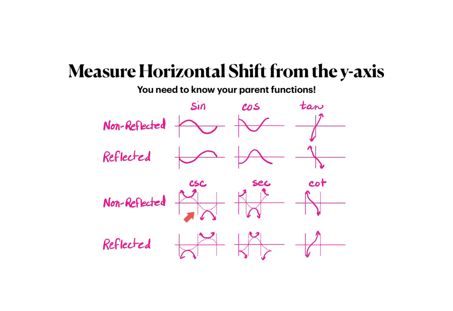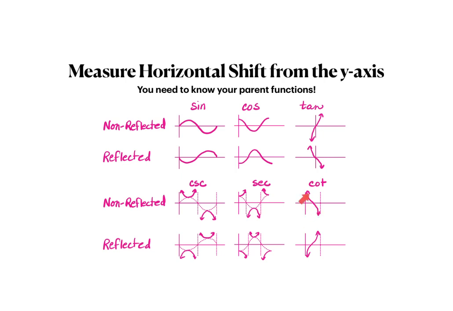For cosecant, secant, and cotangent, it's very similar. Picture that sine wave. You can measure from the sine wave, right and left. Picture the cosine, measure from the cosine, right and left. Look for where that amplitude is above the x-axis.